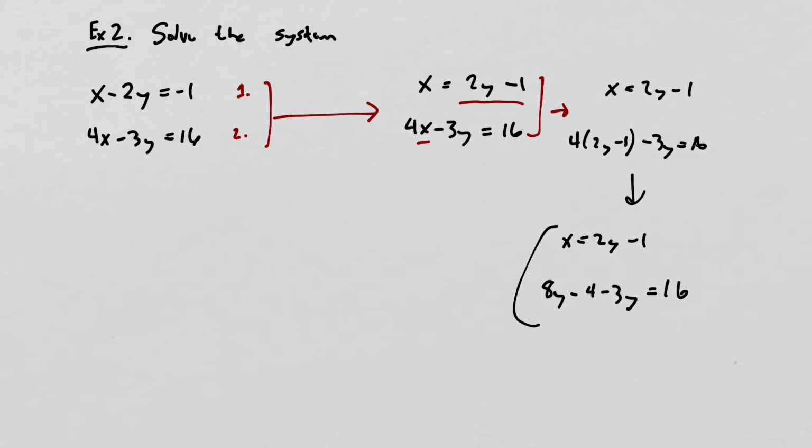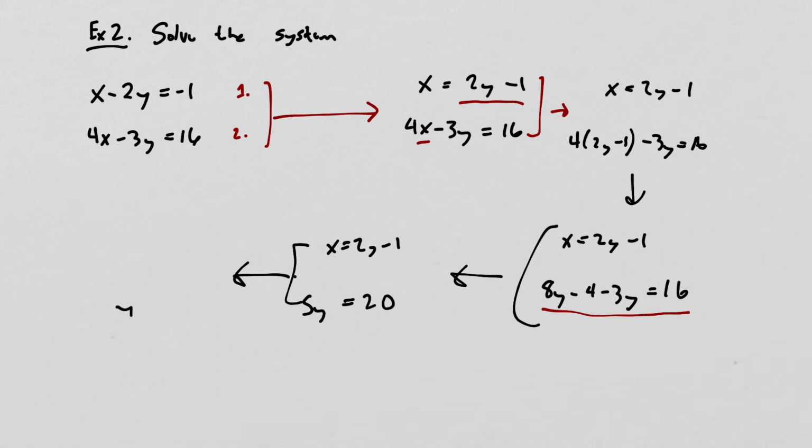Now we're going to simplify equation number 2, add our y's together, and then add 4 to both sides. Equation number 2 then becomes 5y is equal to 20. Dividing both sides of equation number 2 by 5 gives us that y is equal to 4, and our x is still equal to 2y minus 1.